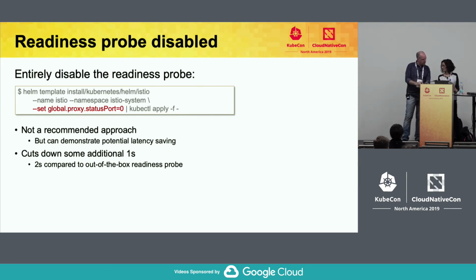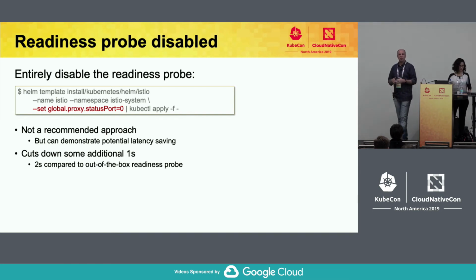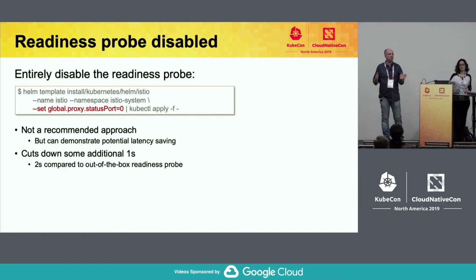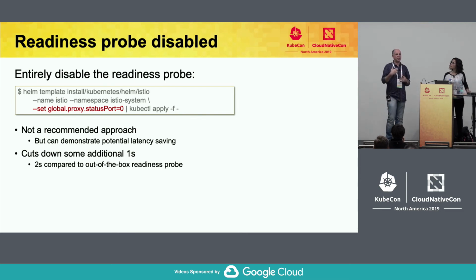So the last thing you can do is you can decide to disable the readiness probe completely. And this is certainly not something that we would recommend doing, but what we did do is we wanted to see, what if Envoy or the Istio proxy was ready immediately? How much could we save, right? So it's only to motivate the fact that we wanted to try a static configuration.